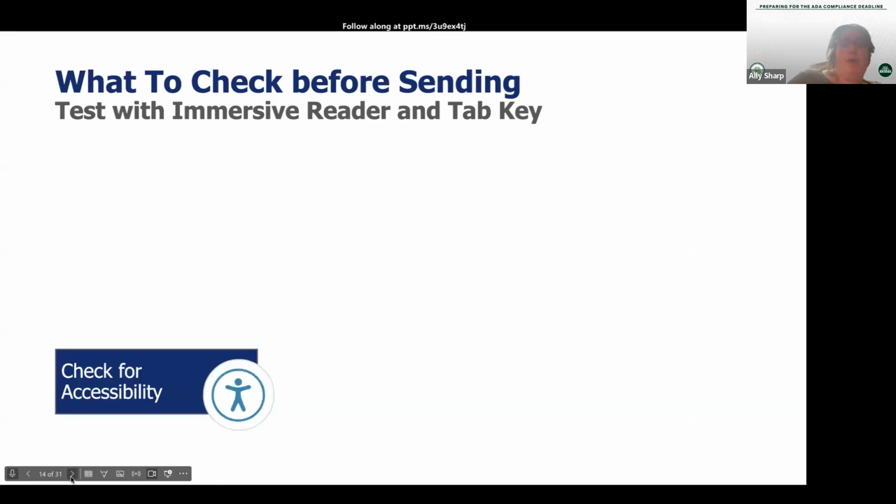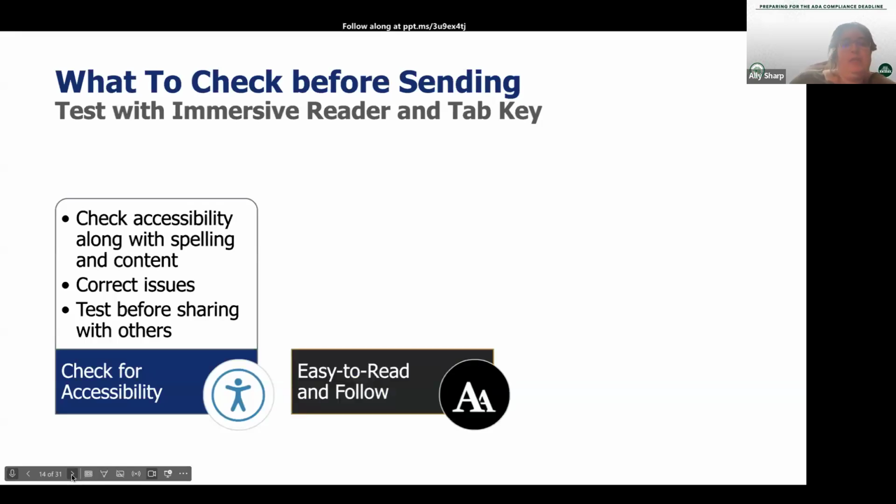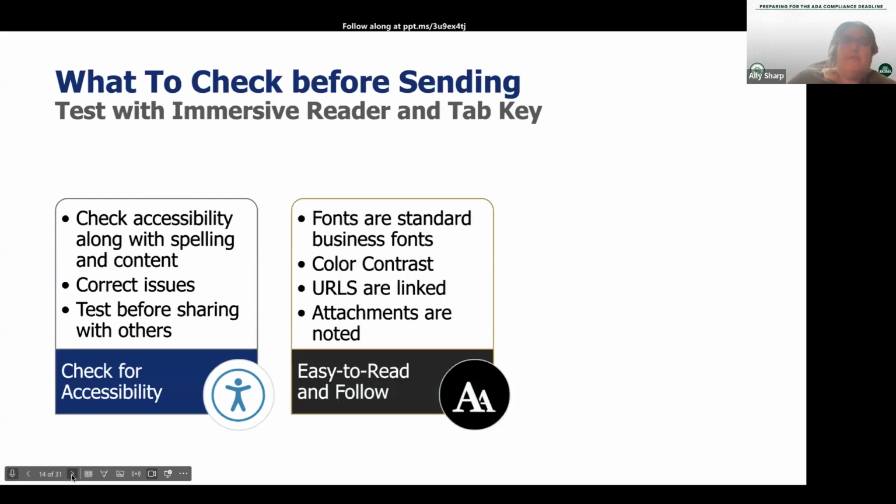So what we want to check before we're sending, one way is just to use that Immersive Reader tool and the tab key, or to use a read aloud. But we want to check for accessibility, along with spelling and content. We want to correct issues. And even if you are using Gmail, which does not have an accessibility checker, you can still test it. You can still right click and listen to the read aloud. We want to make sure our emails are easy to read and easy to follow.